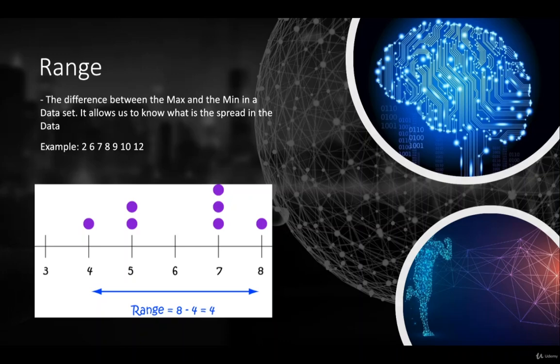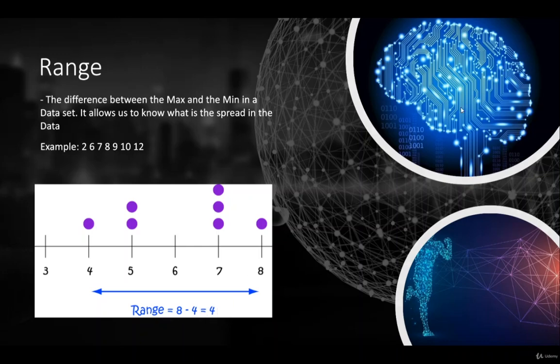So the first statistical concept that we are going to talk about is the range. Let's say you have a data set and you want to know the range of the numbers in this data set. How exactly do you calculate it? It's pretty simple. You take the highest number, the max, minus the lowest number, the min, and this gives you the range of those numbers. For example, in this case, as you can see, the max is 8 and the min is 4, because this is where it starts. So the range would be 4.